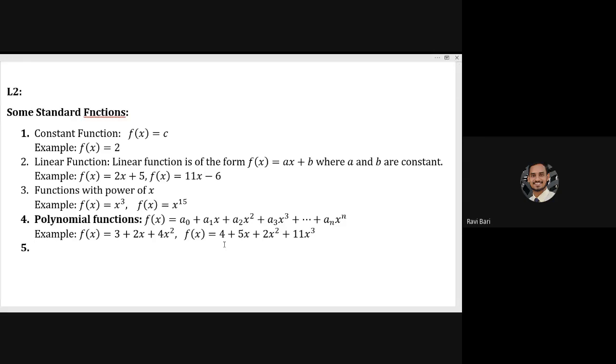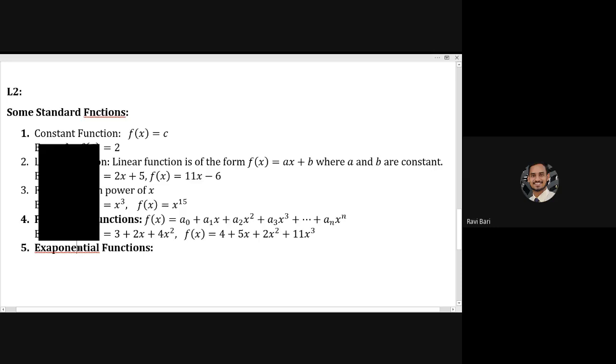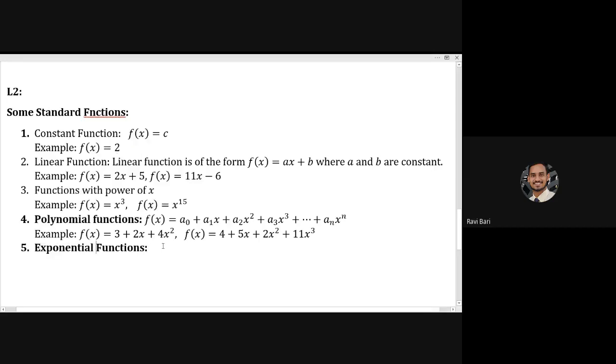Next is exponential function. So exponential functions are of this form. f of x is equal to e raised to x. The exponential functions are of this form, or f of x is equal to a raised to x.